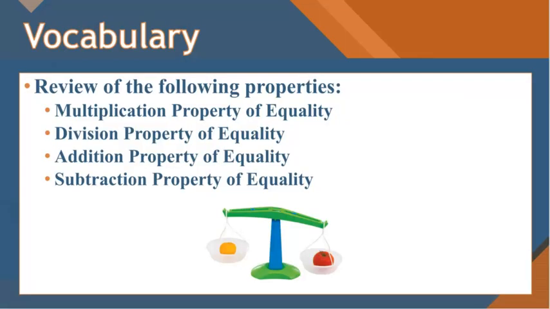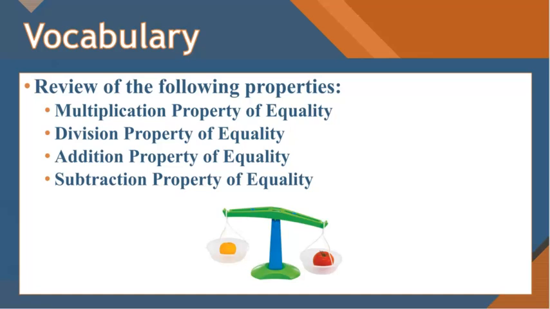So reviewing the following properties: the multiplication property of equality, division property of equality, addition property of equality, and subtraction property of equality. All those mean the same thing: whatever you do on one side of the equation, you have to do on the other side. Multiplication and division are inverses of each other. Addition and subtraction are inverses of each other. So whatever they're showing you, you use the inverse to undo it in the equation, just so you can get the solution for the variable.